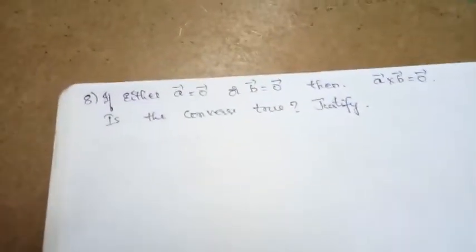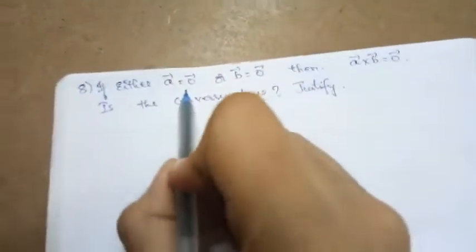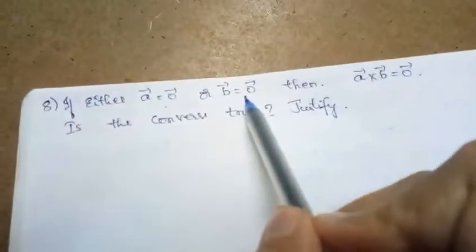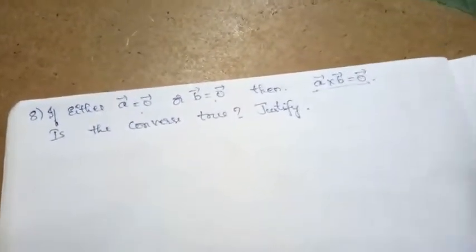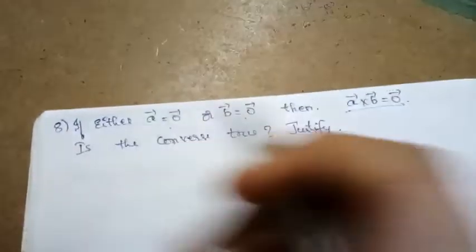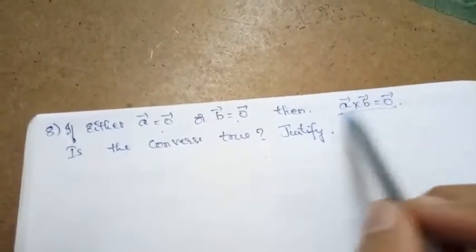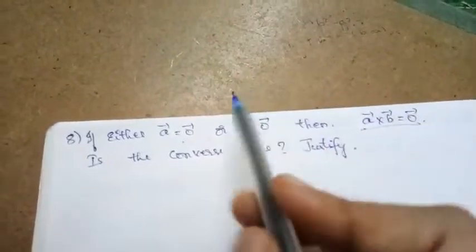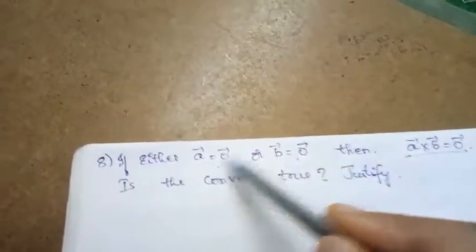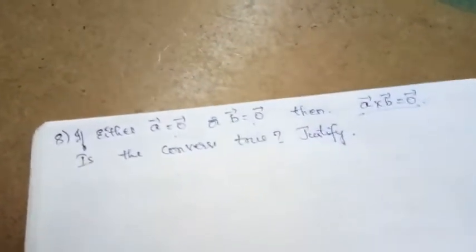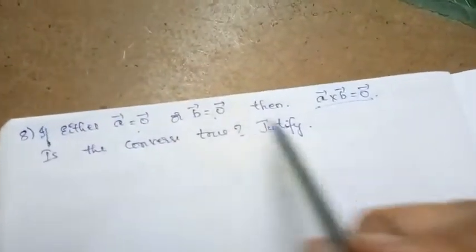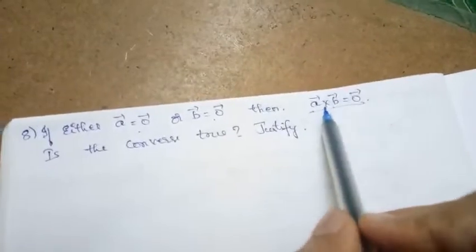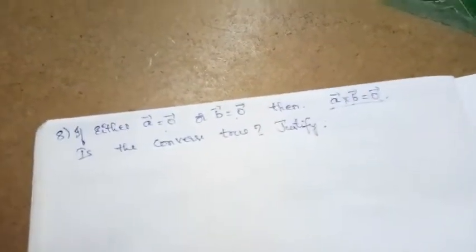The next question is: if either vector A is equal to the 0 vector or vector B is equal to the 0 vector, then we are saying that the cross product of the two vectors is the 0 vector. What about the converse statement? Suppose the cross product of two vectors is 0, does that imply vector A is equal to 0 or vector B is equal to 0? So we need to check whether the converse of the statement is true. If it is false, we need to justify it.